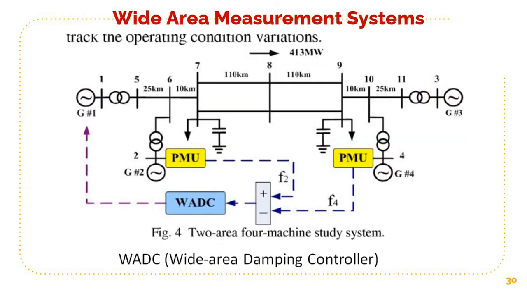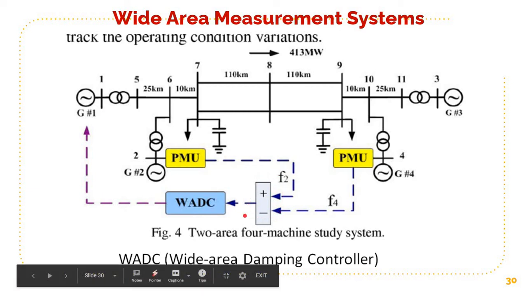A two-area 4-machine circuit is shown here. You can see the distance between G1, G2, G3 and G4. They are separated geographically by large distances. The PMUs connected, you can see there are two PMUs connected, give necessary signals from generator 2 and generator 4, and this signal can be used for controlling the damping or controlling the oscillations.